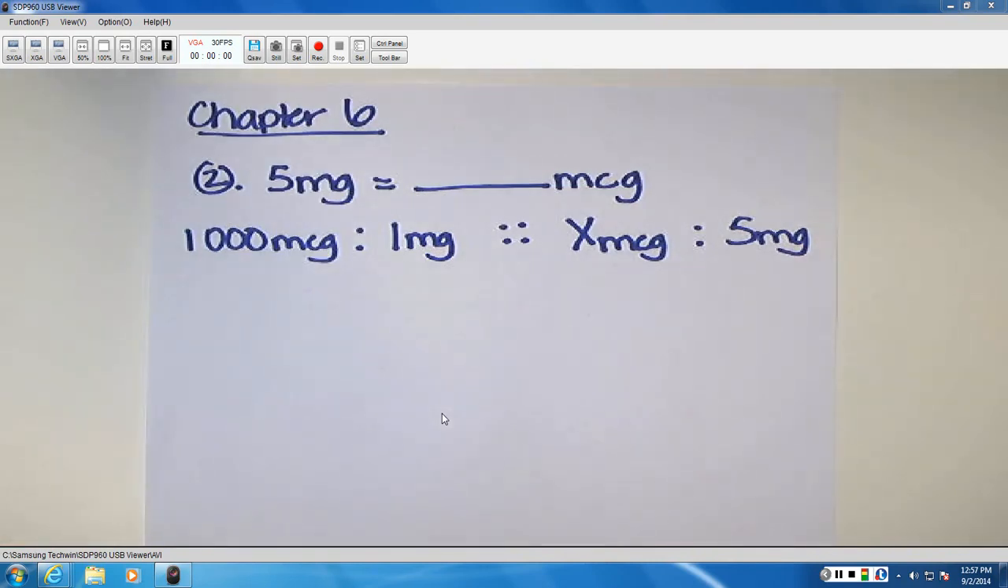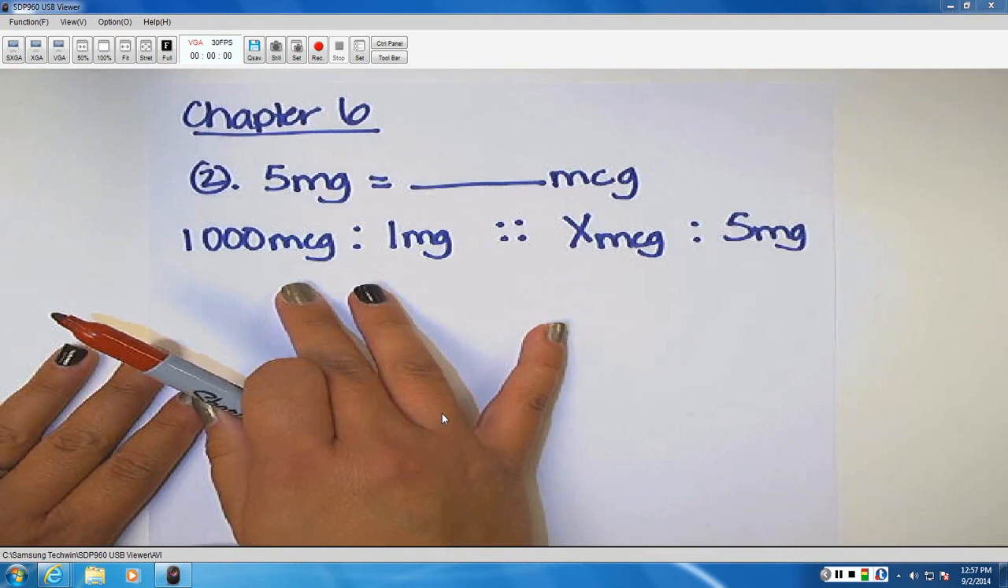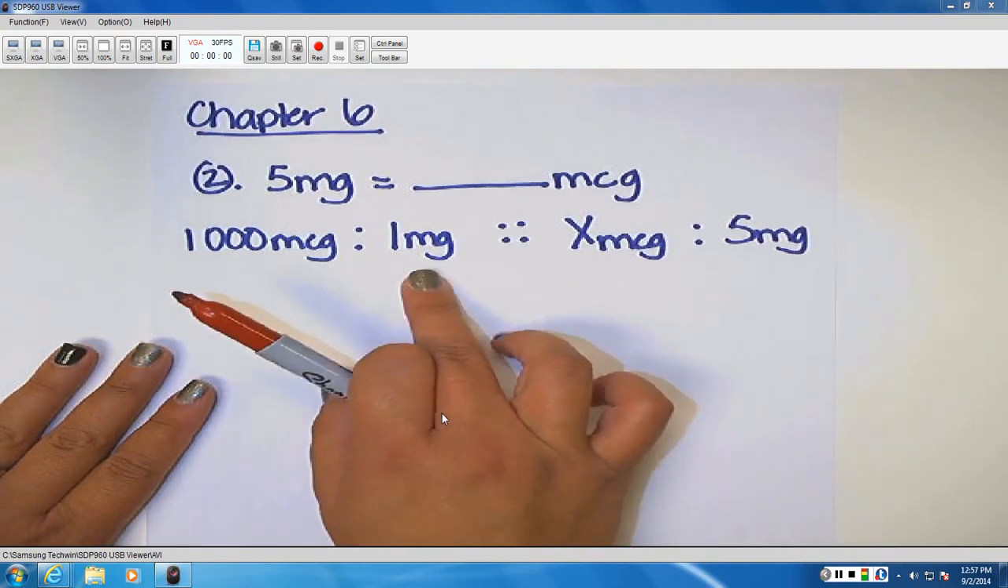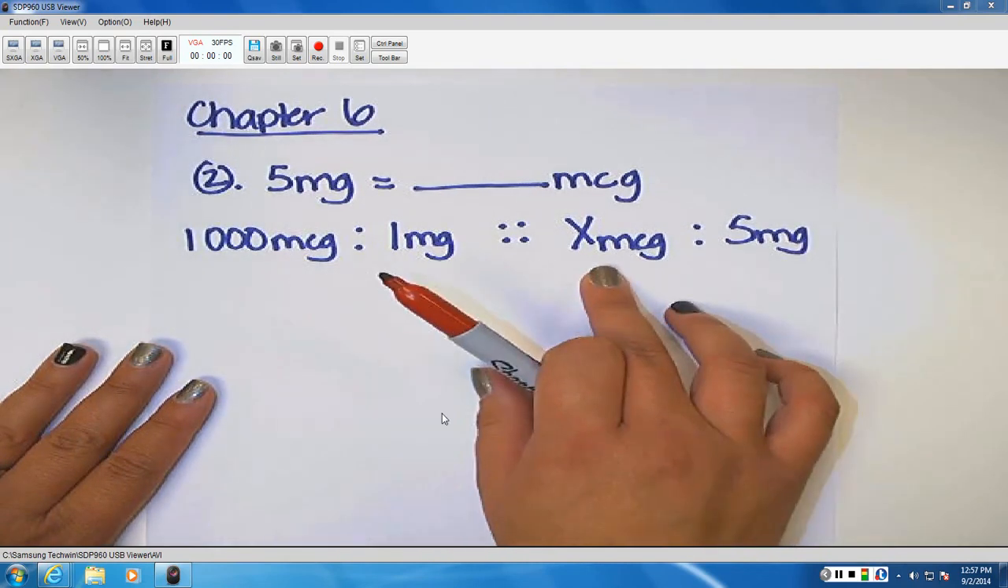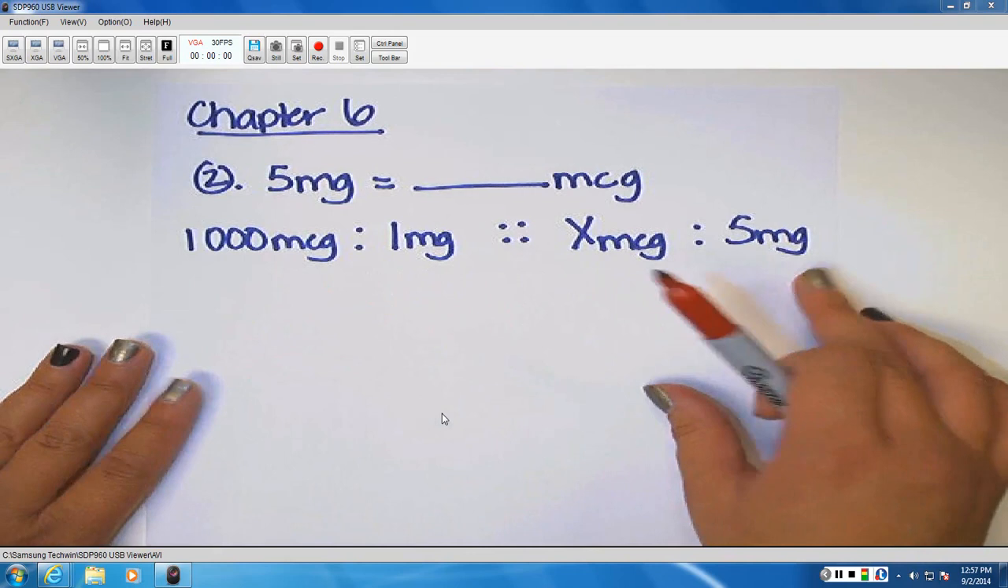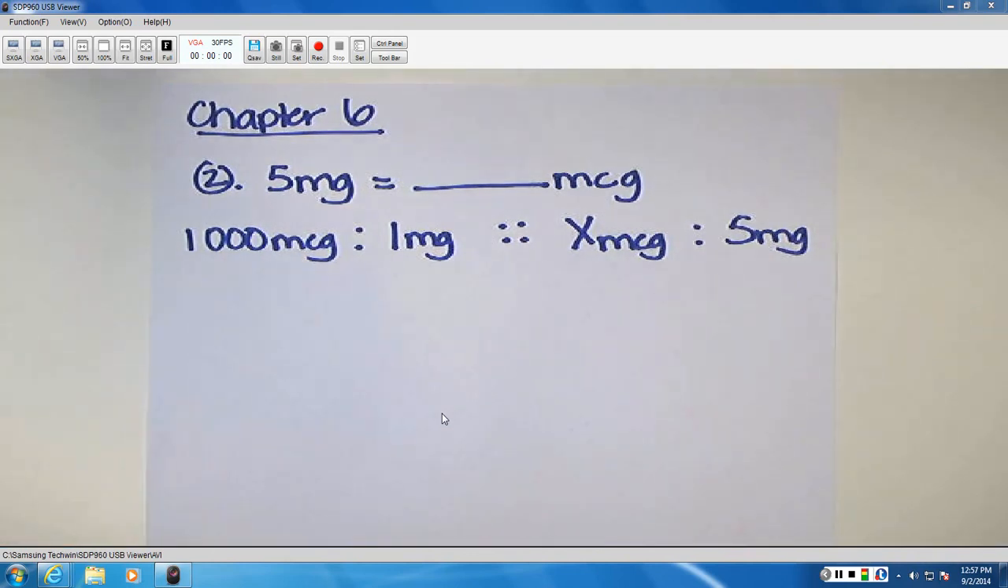So this is my simple proportion: 1,000 micrograms is to 1 milligram as X micrograms is to 5 milligrams. As you might remember from proportions, you're going to just multiply the outers and the inners, or the middle.